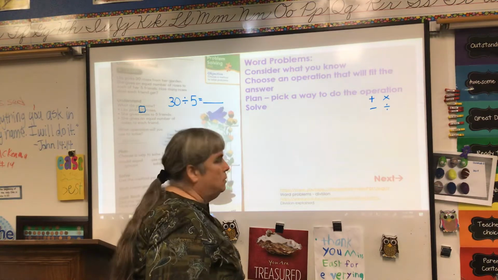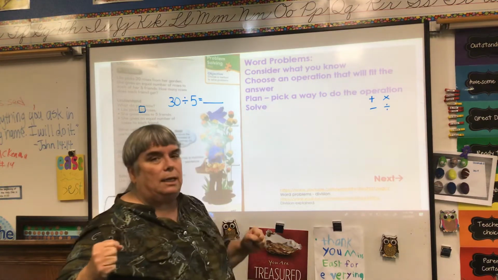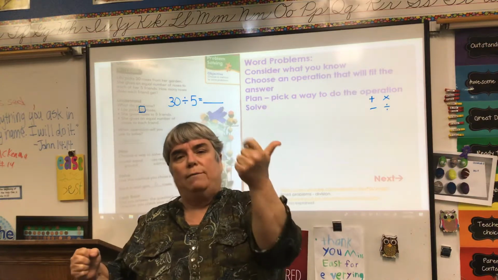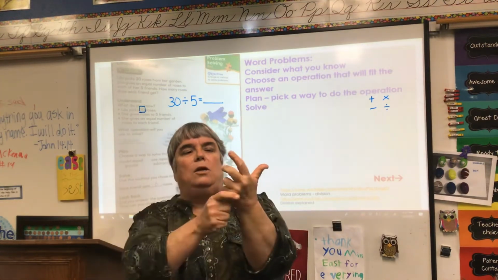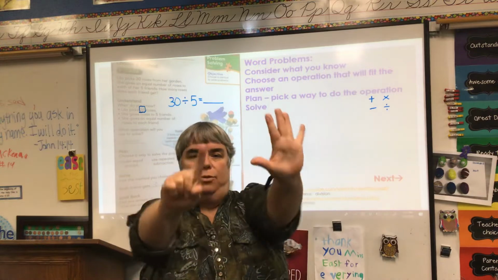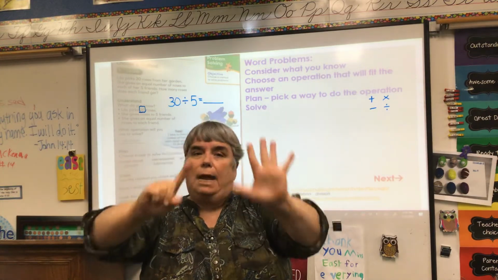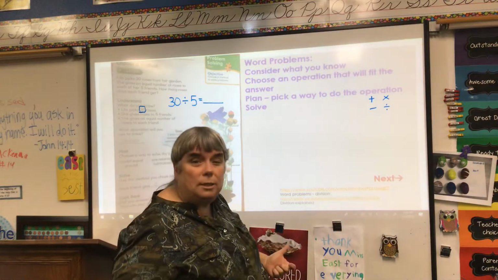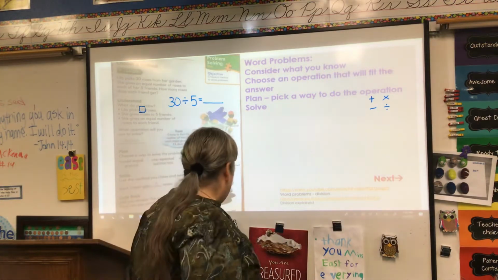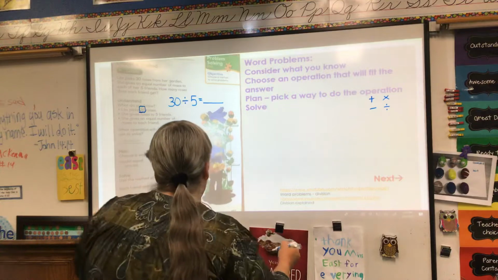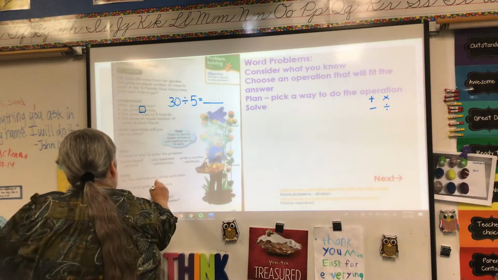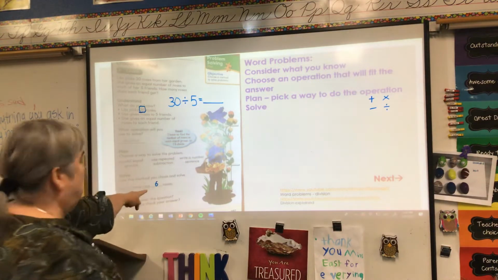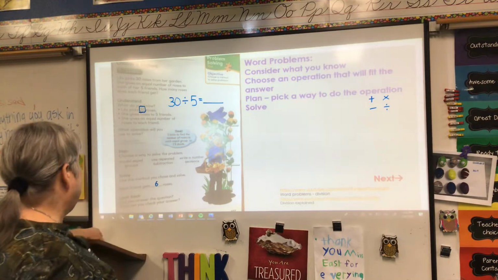So what I'm going to do is I'm going to skip count by 5 until I get up to 30. 5, 10, 15, 20, 25, 30. Okay, I'm on 30, and how many fingers do I have up? 6. So I know each person in my 5 equal groups is going to get 6 roses. And that is what the answer is that we see down there.